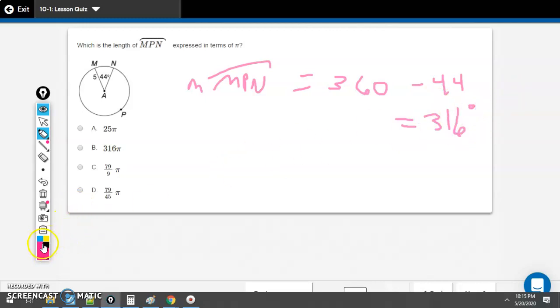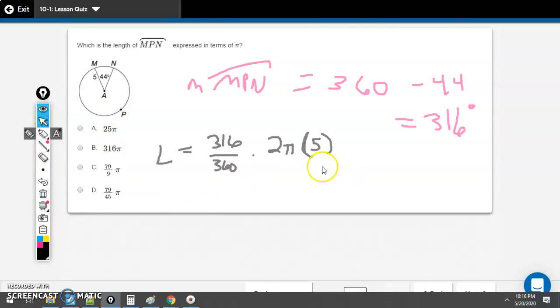Now remember how to calculate arc length, or S. N over 360. So you do 316 over 360, multiplied by 2 pi r. 2 pi, and r is the radius here, which is 5. All right? Now, I don't know what the answer is, but you got to simplify this out here, and it's got to be one of these. All right, so hopefully that's good enough to help you with that question there.